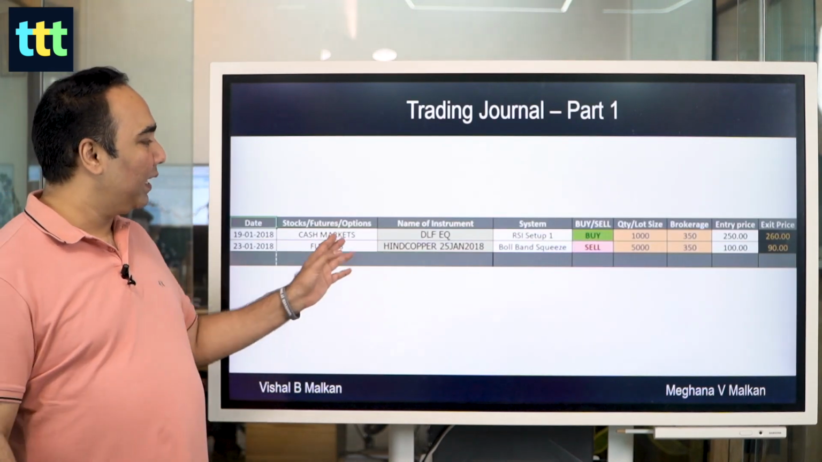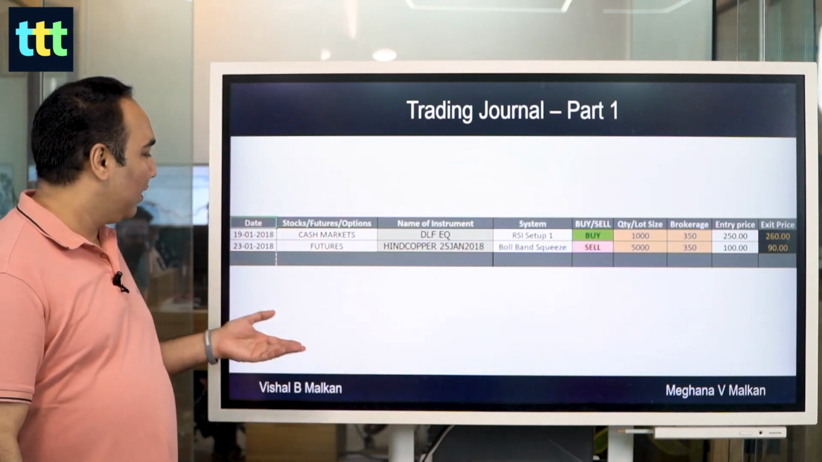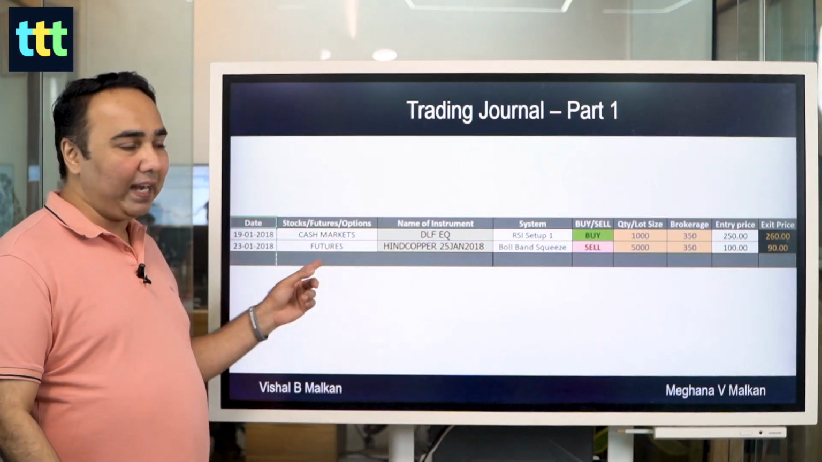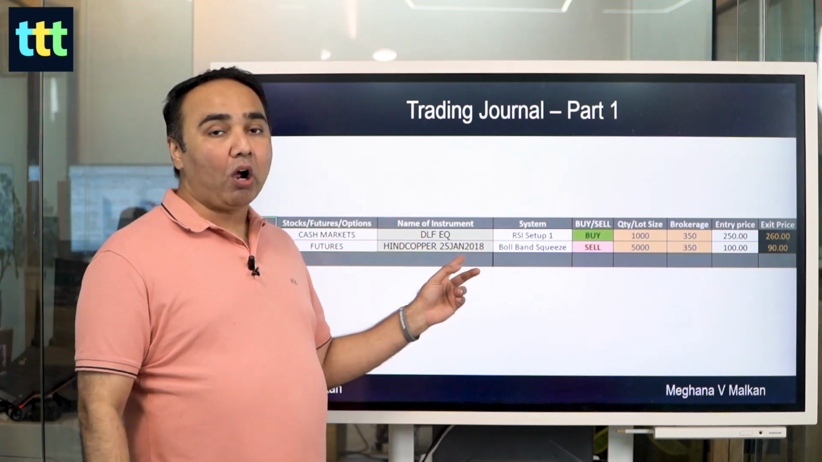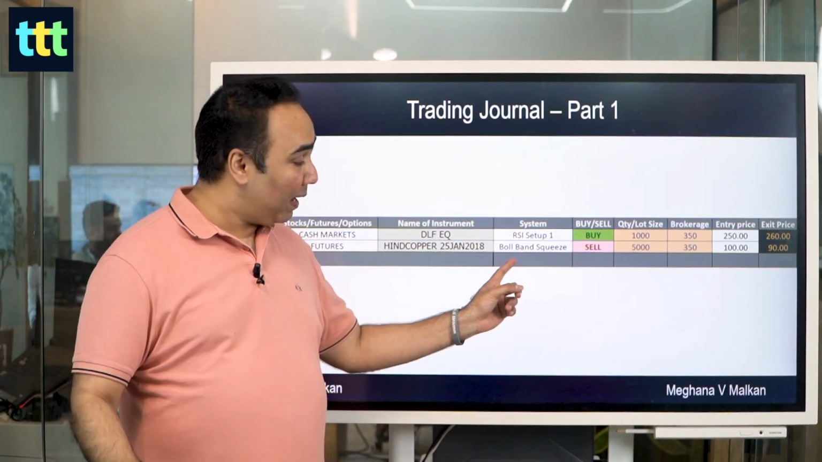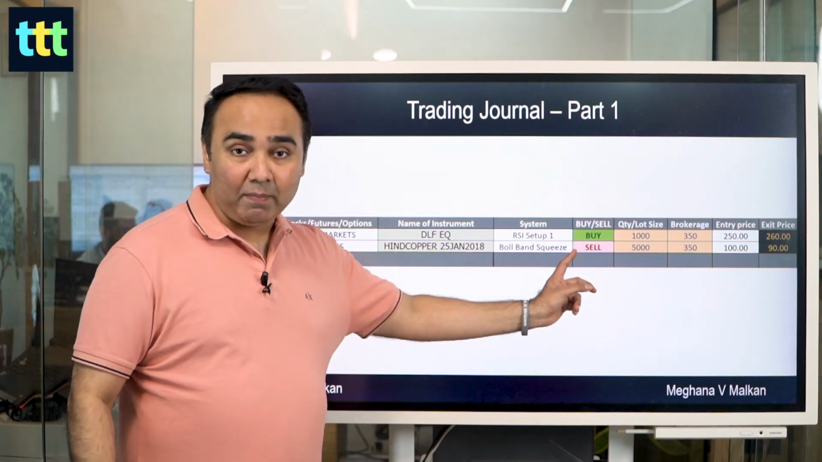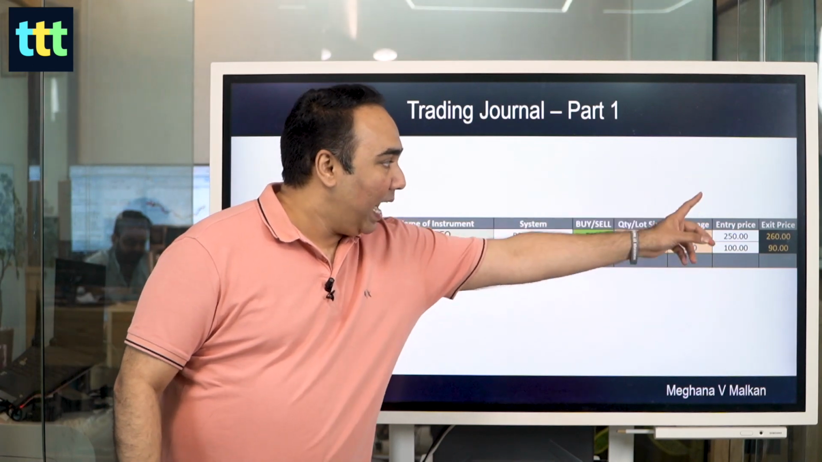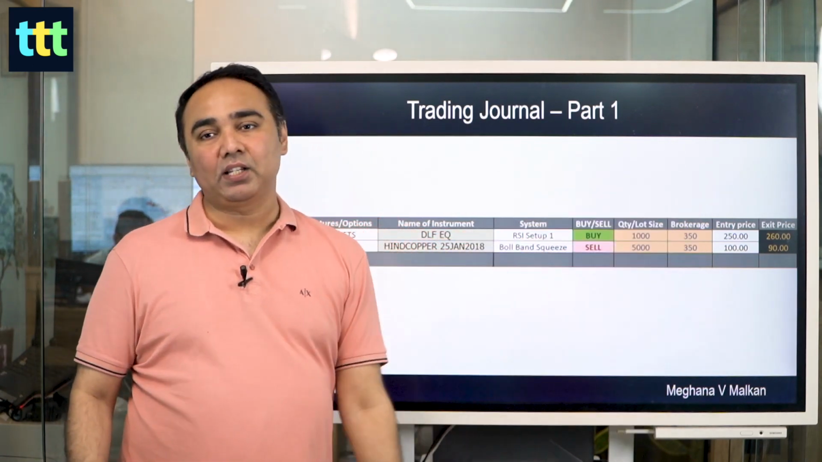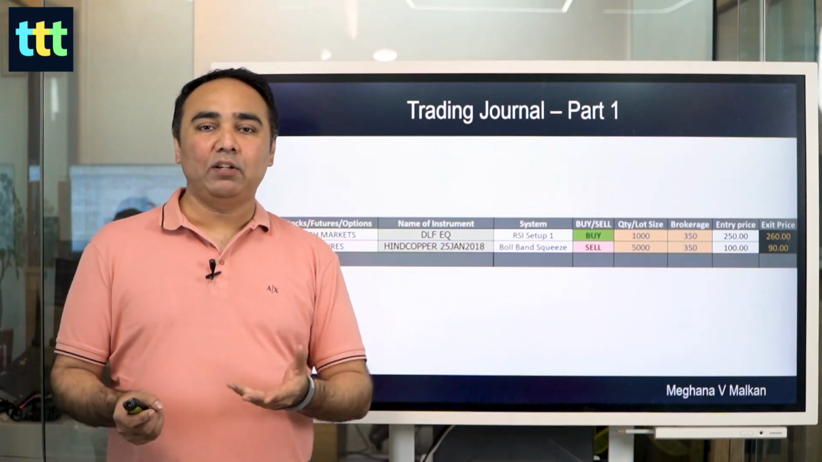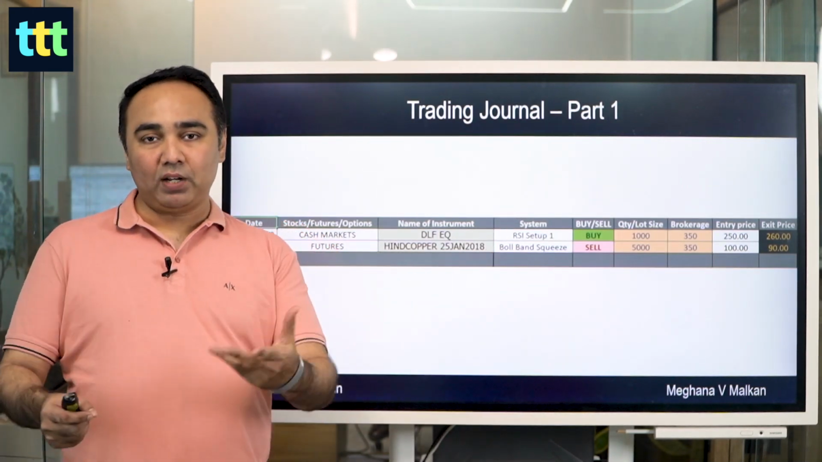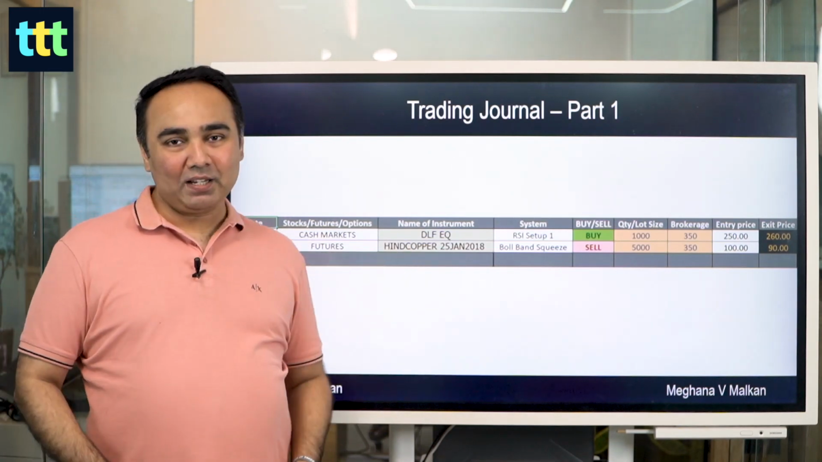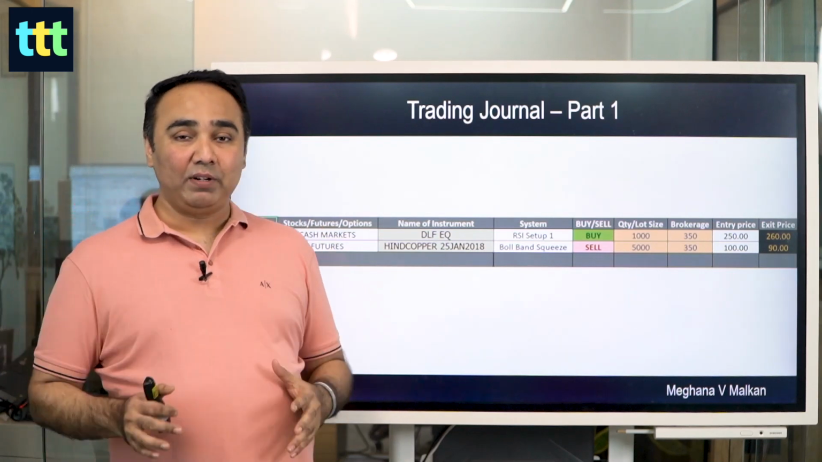The first thing we are going to put in the journal is very simple. It's basically your ledger. Ledger means the date, the market which you are trading, cash market or futures market, or which stock you are trading. What is the system you are trading? I'm writing RSI setup 1 or Bollinger Band squeeze. Then buy or sell, quantity, brokerage, entry price, and exit price. So these are all the things which you will get in your ledger, except the system which you are using. The broker doesn't know that you're using an RSI or a Bollinger Band. So that's the first part of the journal which you need to maintain.